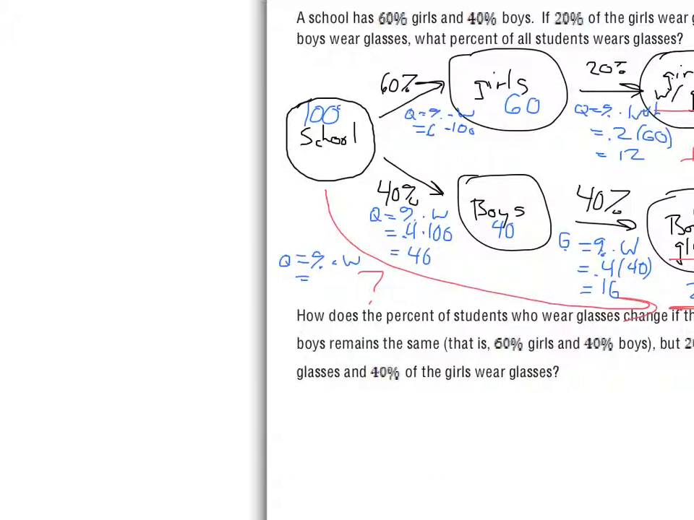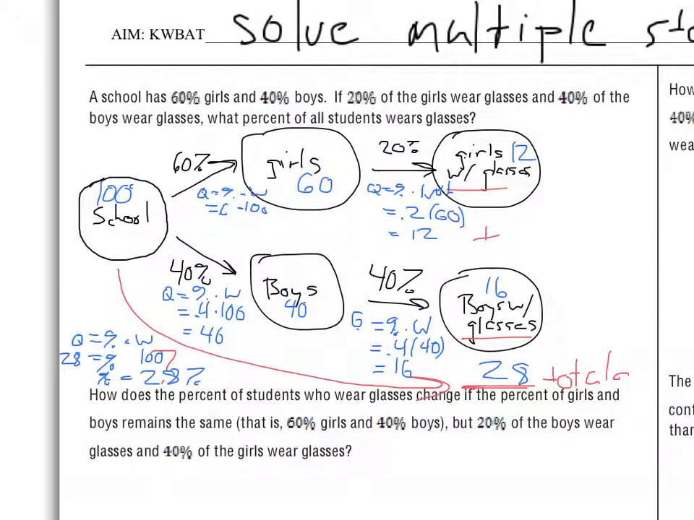Our whole is the whole school, that's 100, and the part is 28 students with glasses. So we solve that, we're going to get our percent is equal to 0.28, or 28%. So as you can see, really this is about getting it set up and thinking through everything that's happened.